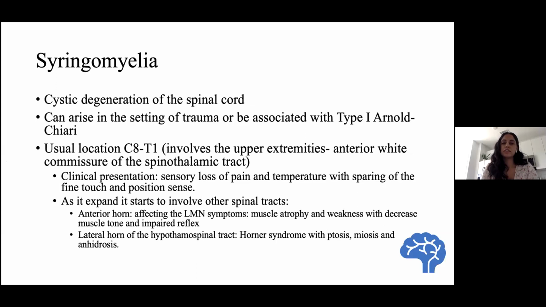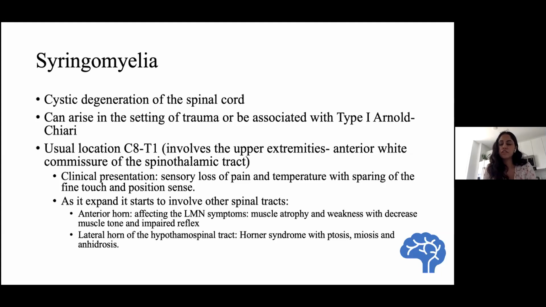So syringomyelia is the first pathology we're going to cover. Here you have a cystic degeneration within the spinal cord. This can happen in the setting of trauma, or it could be associated with type 1 Chiari malformation. Now the usual location for this lesion is around C8 and T1. This is important to understand because a lot of the sensory input and motor input to your upper extremity is coming in around this time.